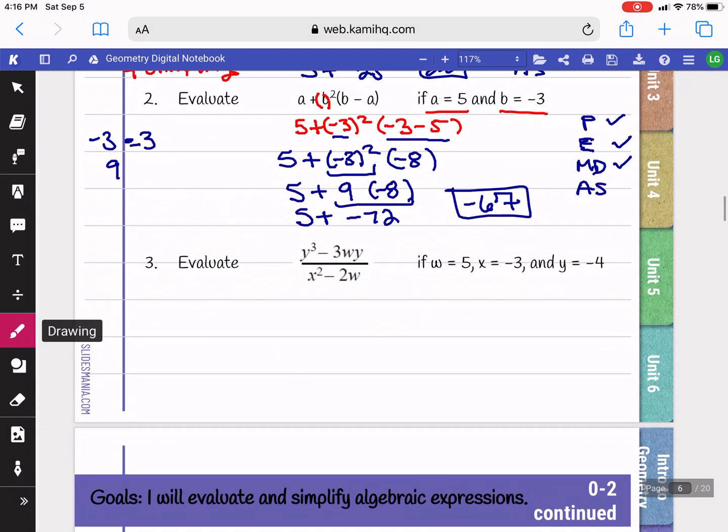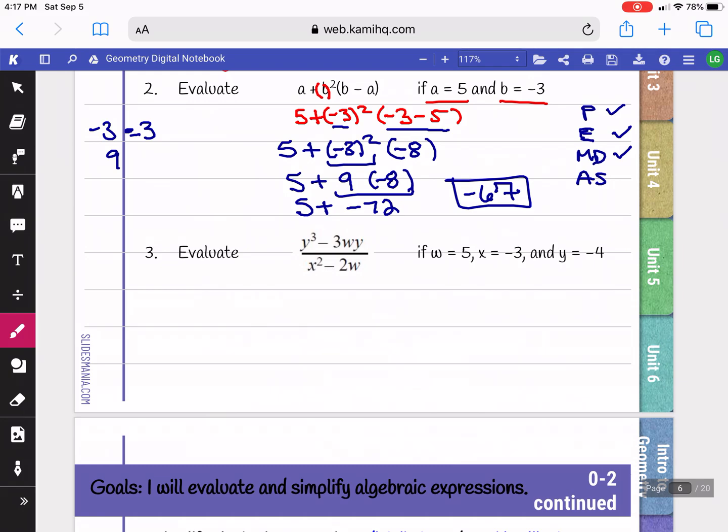Now, if we look at the last problem here, this one has a fraction. Anytime you have a fraction, it just means you're going to end up dividing at the very end. So let's plug into the top for y. Y is negative 4, so I'm going to plug in negative 4 cubed. Again, you can use parentheses around your variable to be safe, minus 3. Then I'm going to plug in w, which is 5, and y, which is negative 4. Notice I'm plugging in using parentheses, because if not, it would look like 35 minus 4, when it's really 3 times 5 times negative 4. Here, 3wy means you're multiplying those.